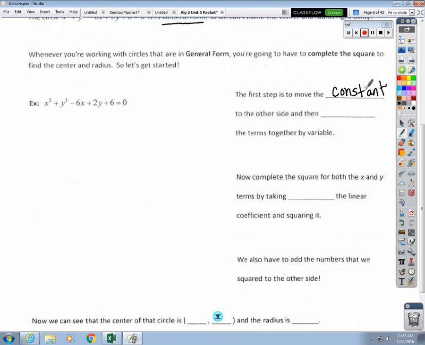Move the constant to the other side. Okay, so let's try that. What is the constant? Okay, so I would have to subtract it to cancel it over here, and then I would subtract it over there, and it would equal negative 6.